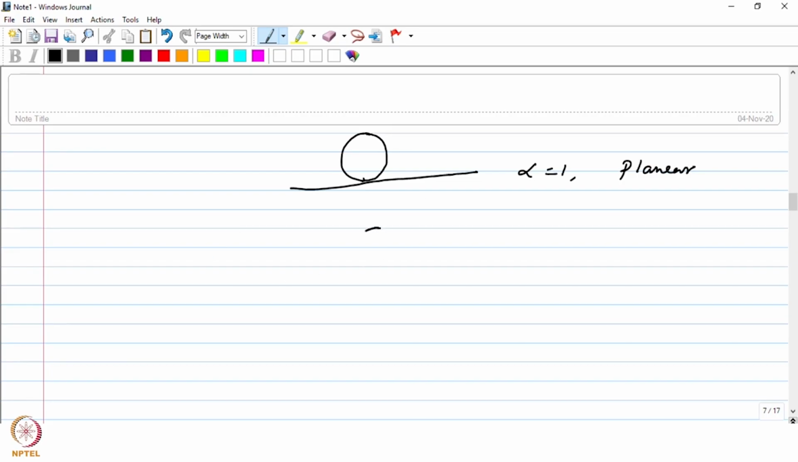For alpha less than 1, it was diverging away from the particles, so it will form a bump. And for alpha greater than 1, the interface will form a trough near the particle.